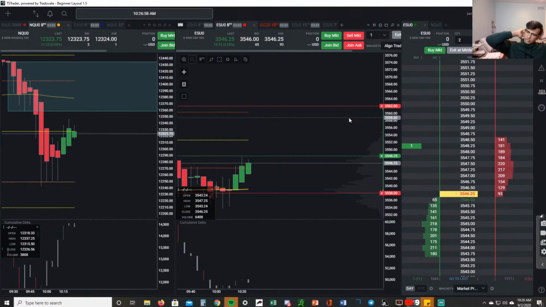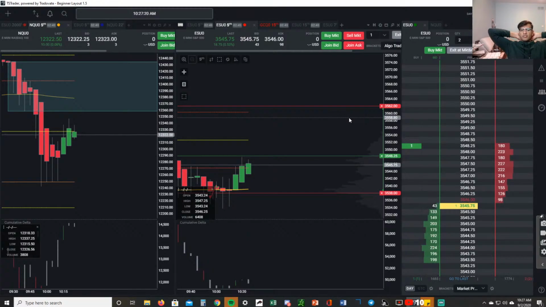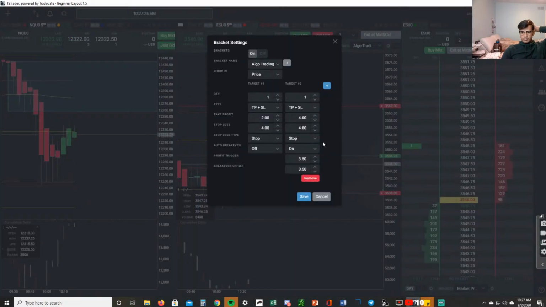So I think Endo, what you're talking about is just an auto break even, right? So whenever a price hits a certain point, if your take profit is at 5, you can set it to say once it reaches 3 points on the ES, I want my break even or my stop loss just to move up to 1.25. So that's just called an auto break even, and then you can set the limit for it. You can have it like profit trigger and then break even offset if you want, or you have to turn auto break even on, right?